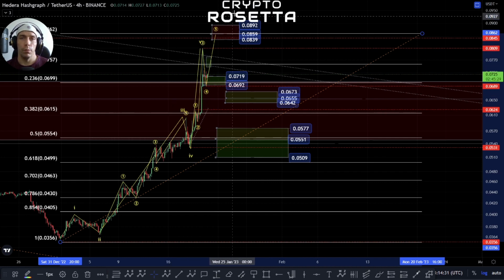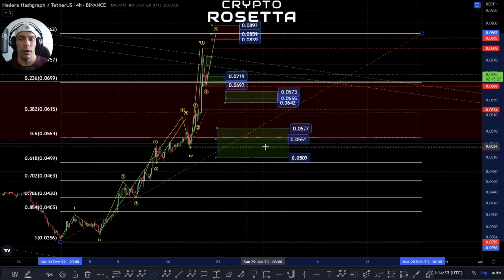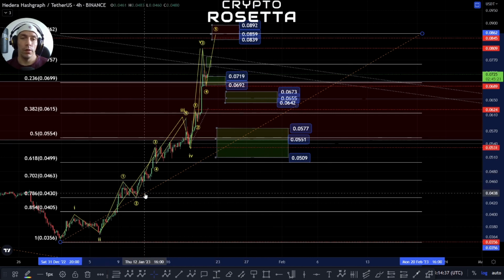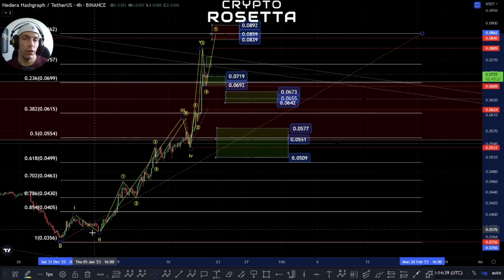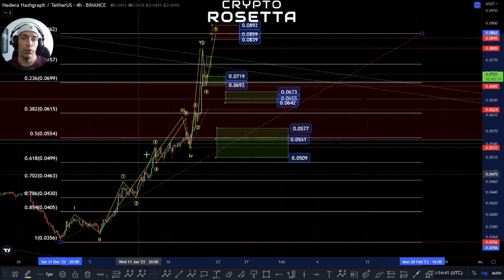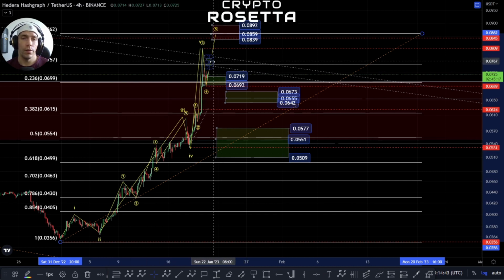So if we do actually push up into these zones, we could actually look to break back down here and then push up one more time. Like I said, however, we need to be open to the fact that there could be some extension within this that hasn't quite finished playing out yet. I can't see it currently.